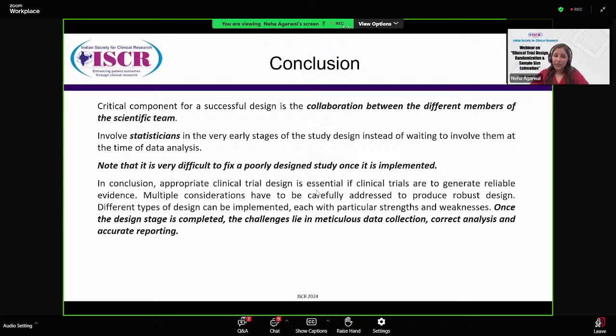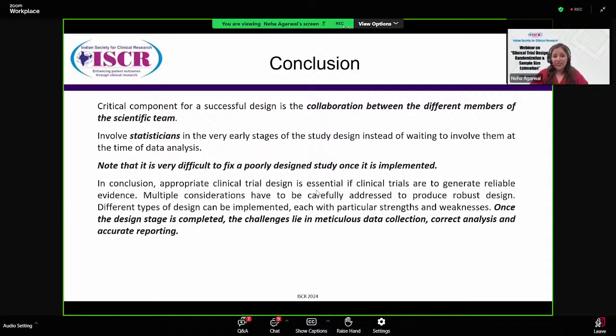And statisticians can help you with the sample size. Definitely, I'm not going to speak much about it, but sample size, if you make it very large, it is again a waste of time and resources for you. If you make it very small, it might lead to inconclusive results, right? So sample size also has to be adequate for the study design, and statisticians can help you with that.